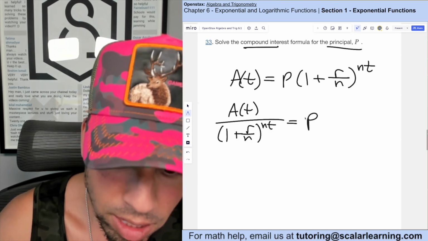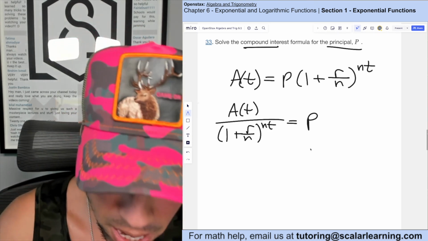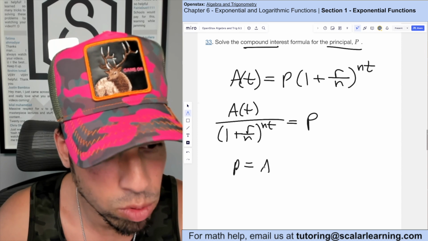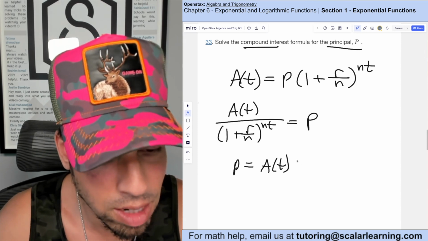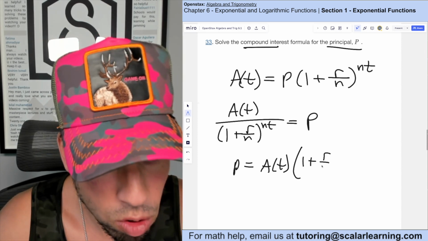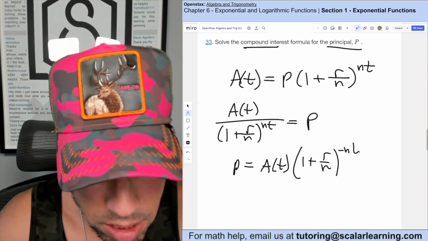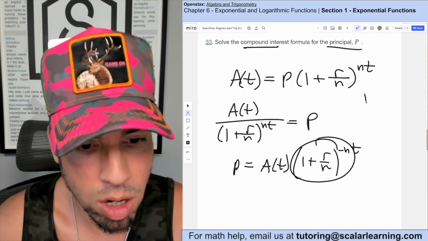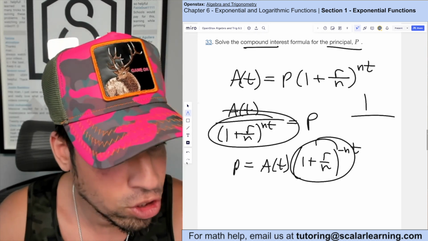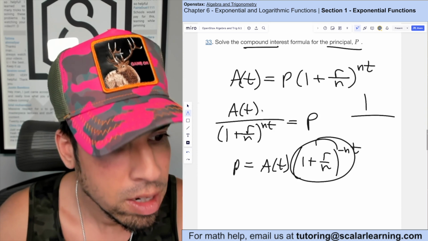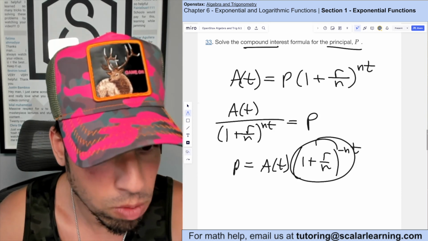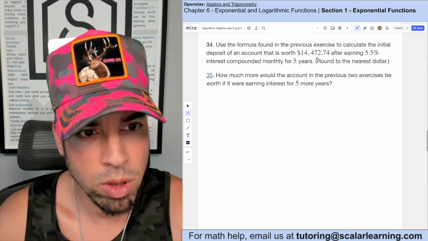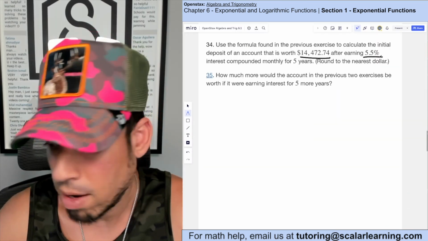And this is pretty much it. Now, if you look in the back of the book, they have almost the same thing, except they have p equals a of t, and instead of writing this in the denominator, they put this as 1 plus r over n to the negative nt. But this is the same thing, because when you have a negative exponent, it means this would be dropped below 1, right? 1 over that, which is essentially this times a of t is literally the exact same thing. So either of these will work. Boom, done.